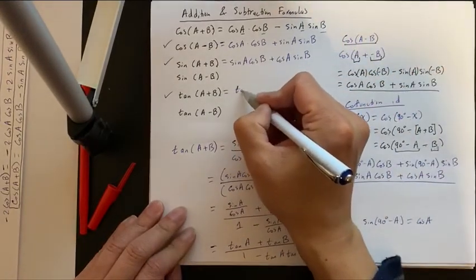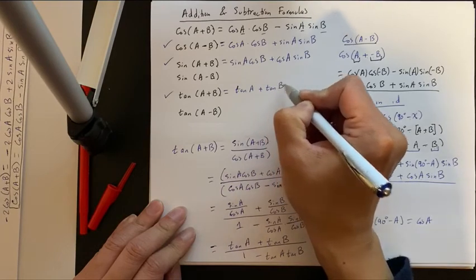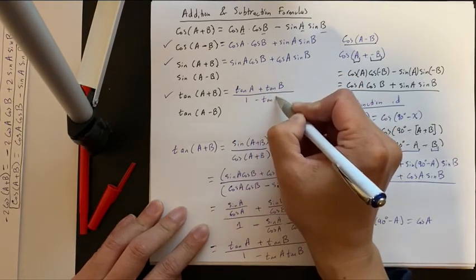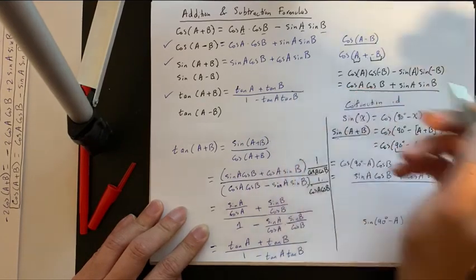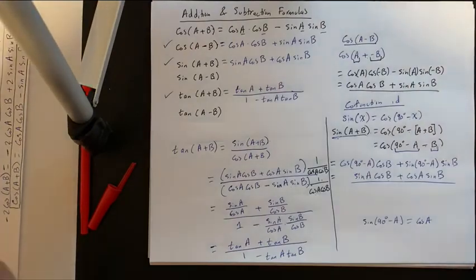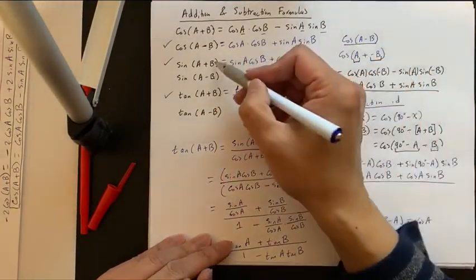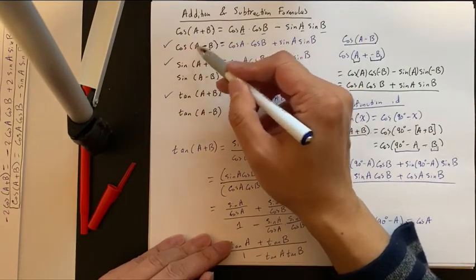So it will be tangent A plus tangent B, all divided by 1 minus tangent A, multiply with tangent B. And you can try to figure out how would I go from this to this, and it's the same little trick as going from cosine of A plus B to cosine of A minus B.